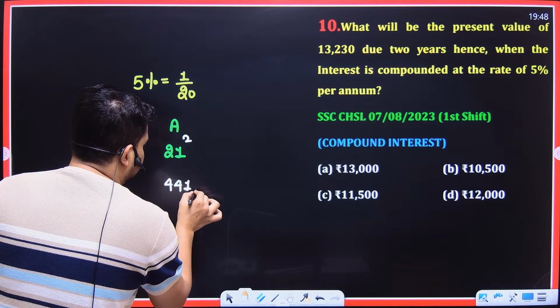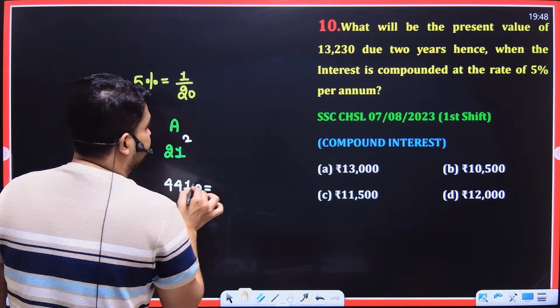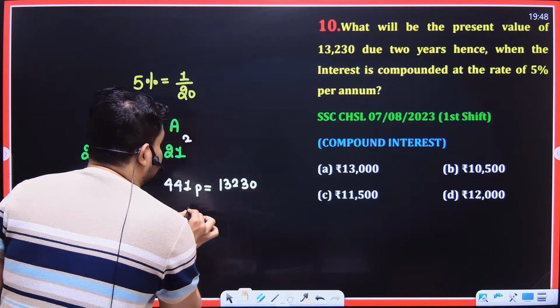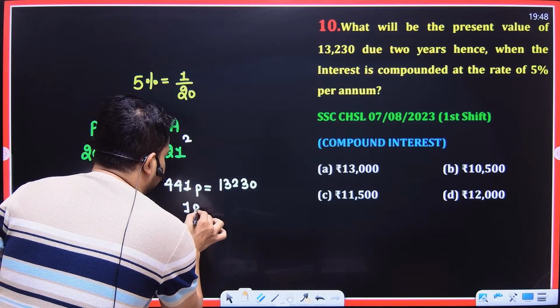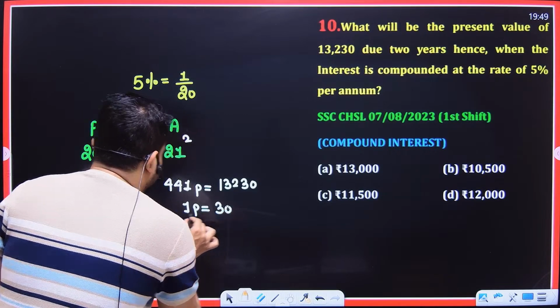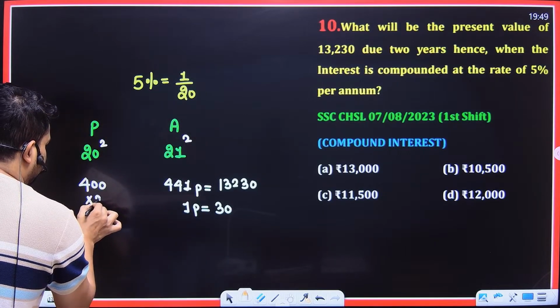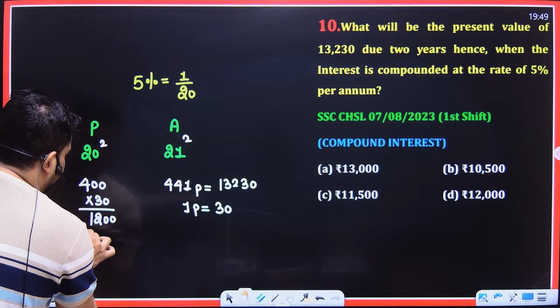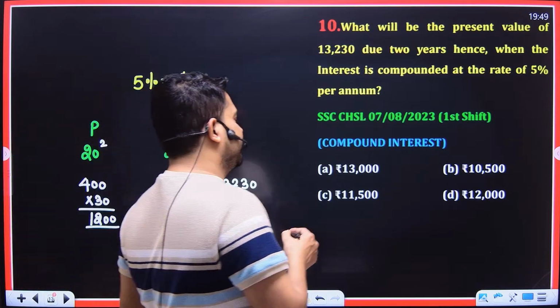In my question, the value of 441 points is 1323. It is clearly visible that it is a multiple of 3. The value of 1 point is 3. So the value of 400 points is equal to 1200. 1200 is the answer of this question. That is option number D.